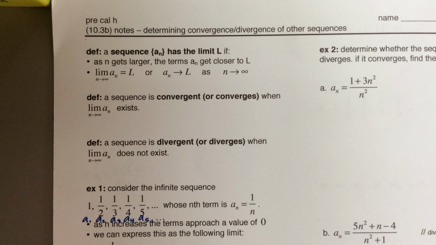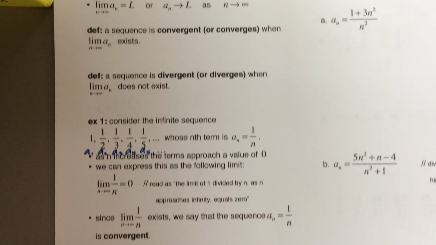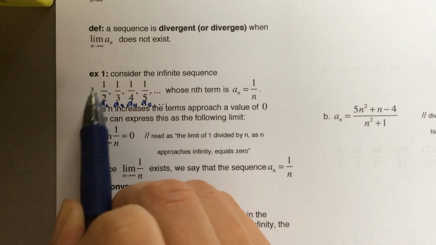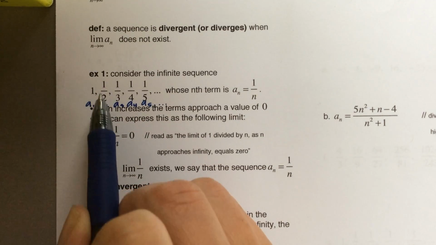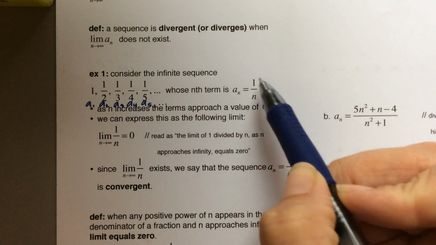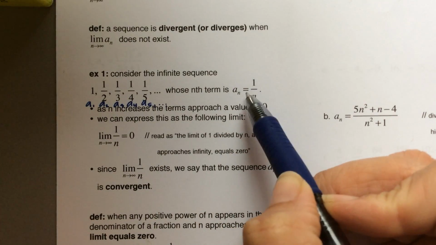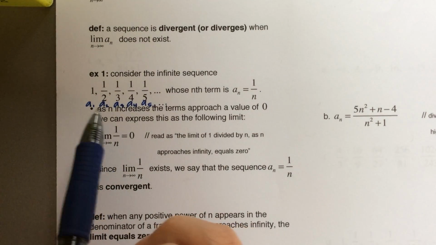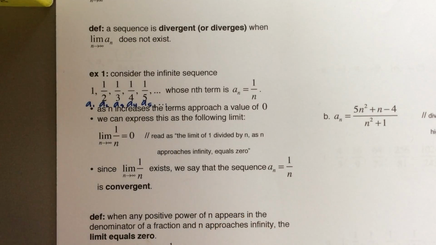is divergent. So for example 1, we're going to consider the infinite sequence right here. Notice right here, a sub 1 has a value of 1, a sub 2 has a value of 1/2, and so on, which means the formula for this sequence can be written as a sub n equals 1 over n. Notice that as n is increasing here, the terms are approaching a value of 0.